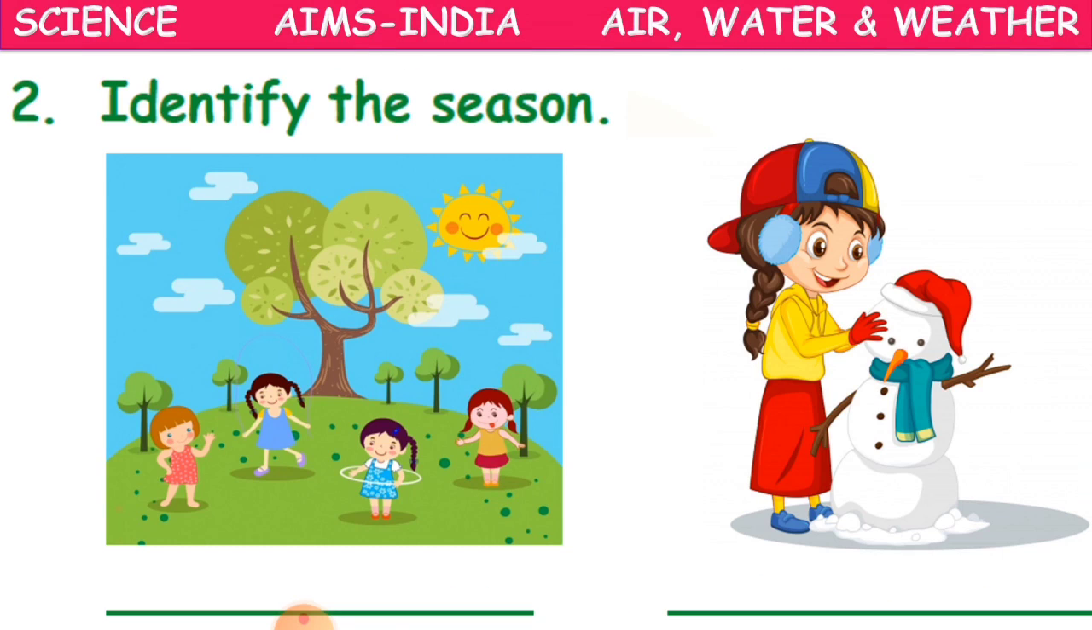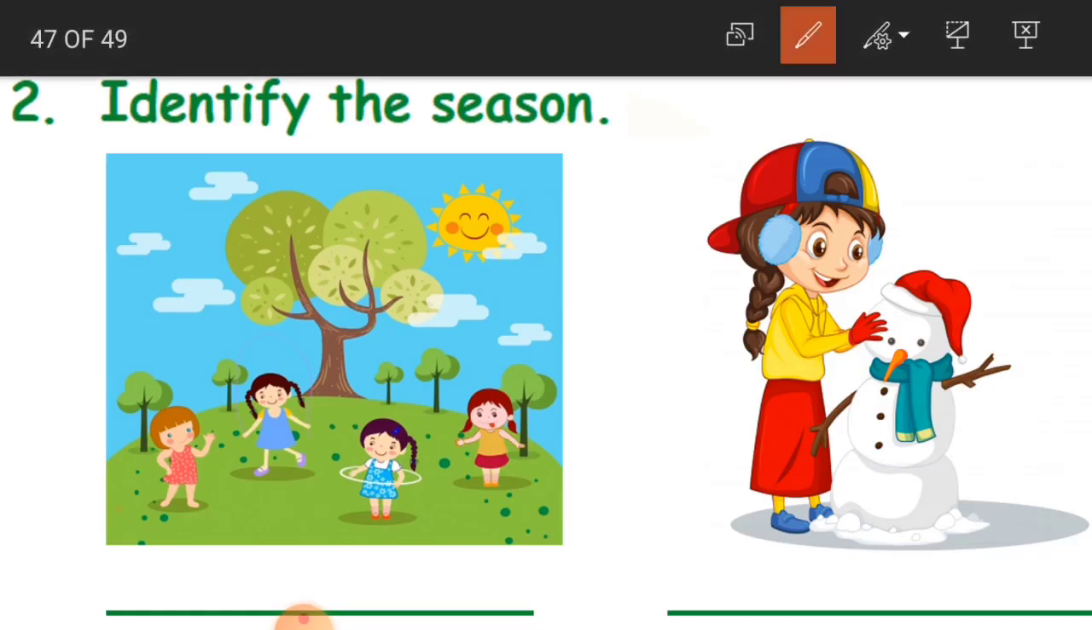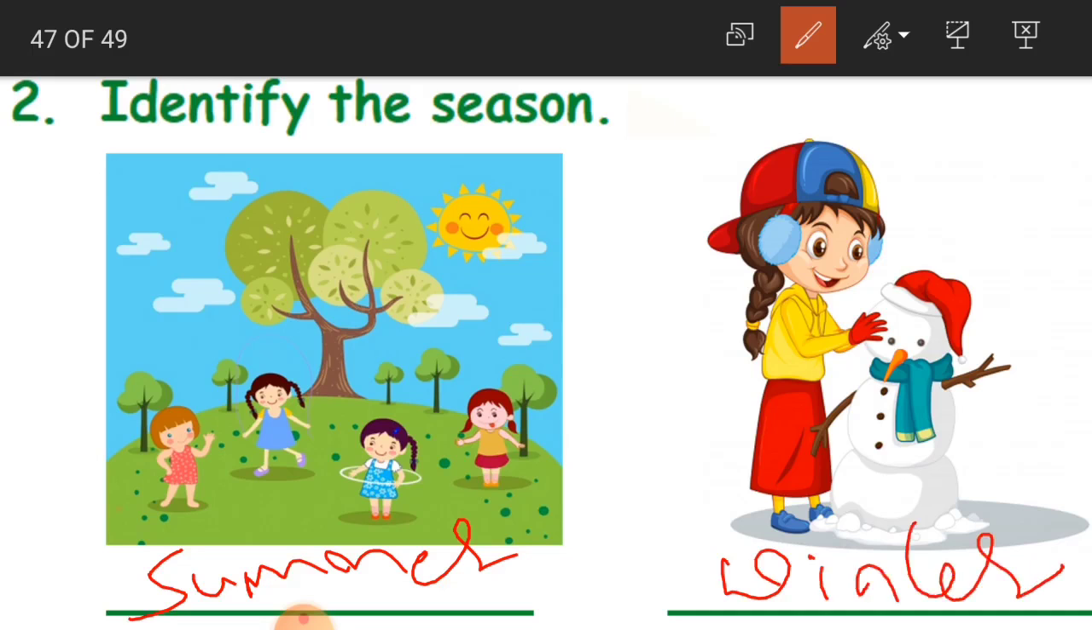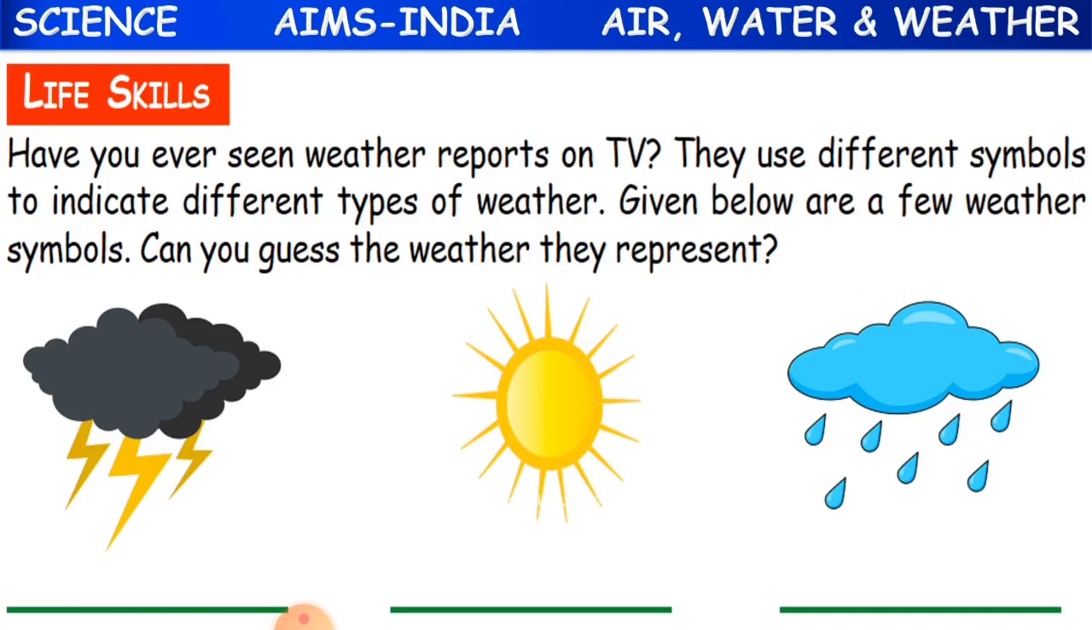Now you have to identify the season. What is the season here, in the first picture where all the children are playing outside? This is like summer, and even spring season also. But because here we have got the sun, we will make it summer. And here, because the girl has worn a sweater and woolen clothes, that is why it is winter. These are cold days, so the season is winter. Clear, children?